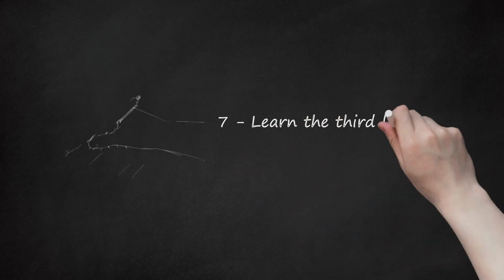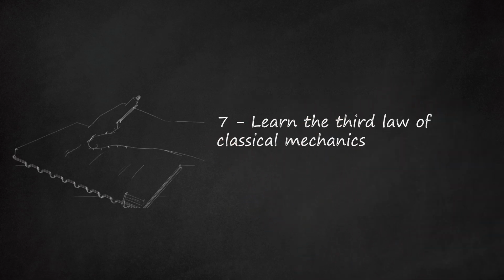7. Learn the third law of classical mechanics. It can be described as an action and a reaction to it. A force in one direction that is operated on one object always has an opposing force in the opposite direction that is equal to it in value but of the opposite direction.